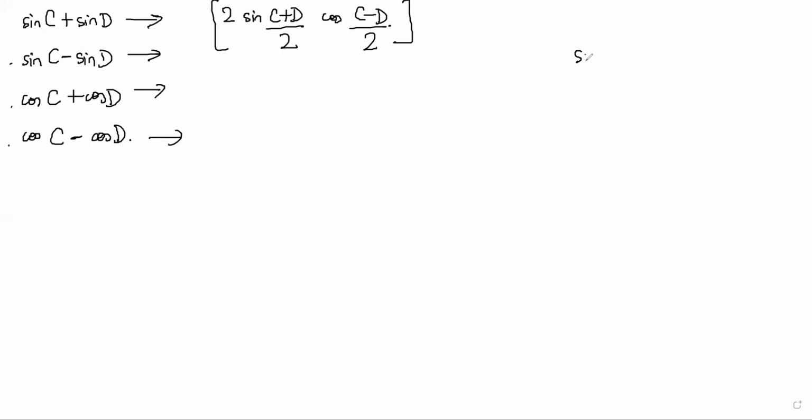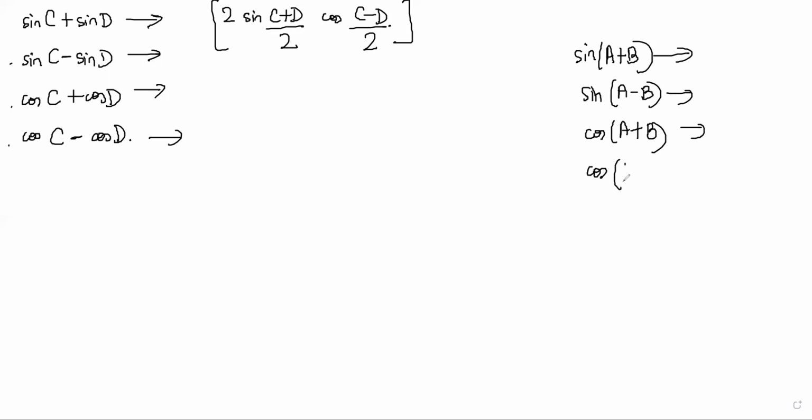You have to basically use the identities that you know for sine of a plus b, sine of a minus b, cos of a plus b, and cos of a minus b. Using that, you will be able to get all 3 other formulas. Don't look at the book, do it yourself. Find these 3 other ones. Try it.